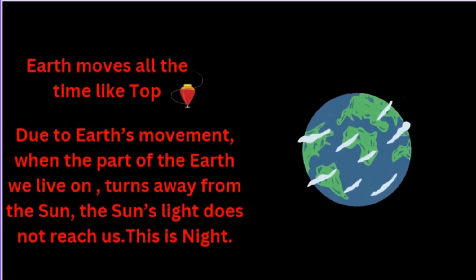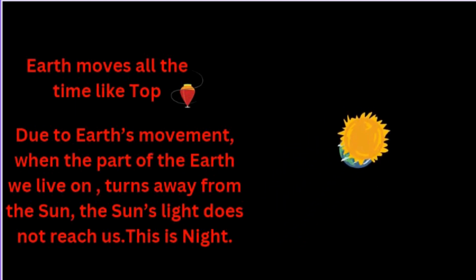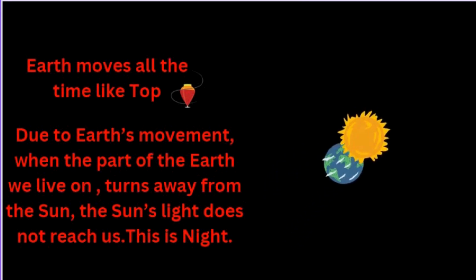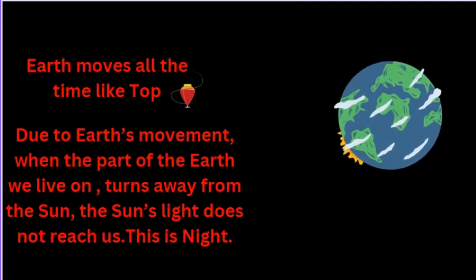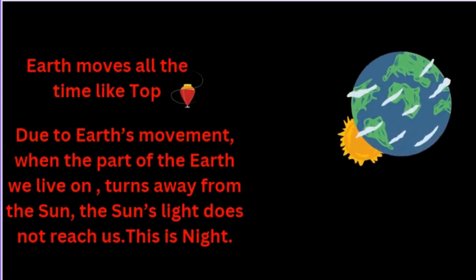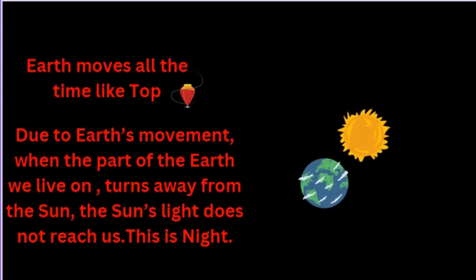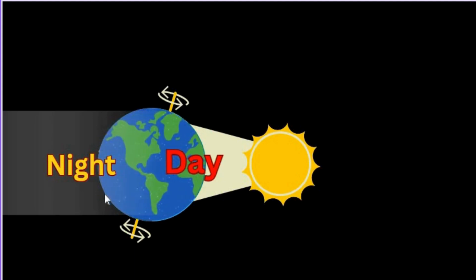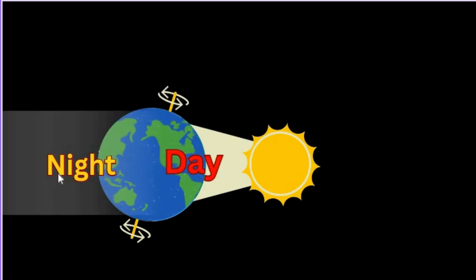Because Earth moves all the time like a top toy. So Earth moves all the time, and due to the Earth's movement, when the part of Earth turns away from the sun and the sunlight does not reach us, that is called night. Okay? See, here the sunlight reaches this area of the earth. That's why this area of the earth is the daytime, and this part of the earth is the night time because sunlight does not reach this part of the earth.